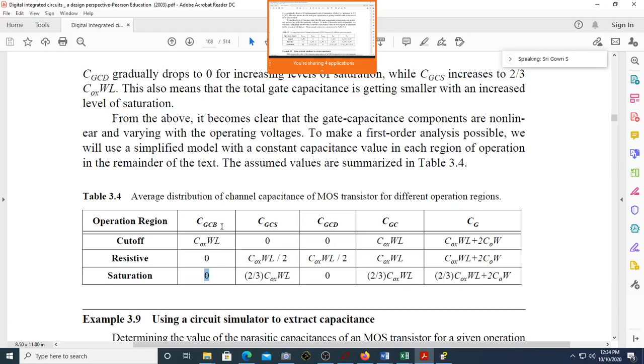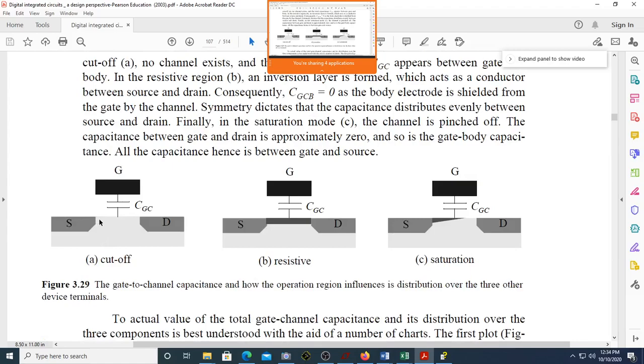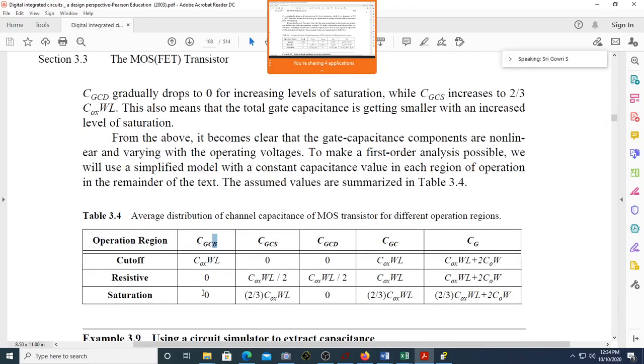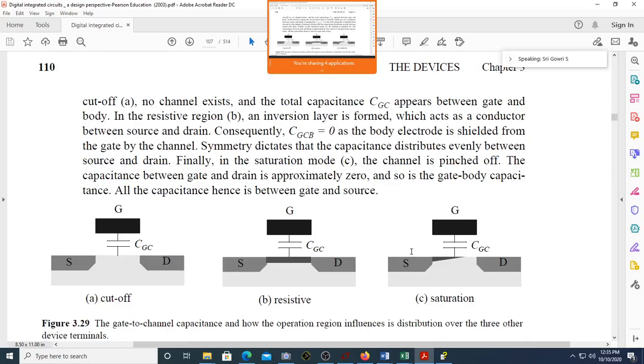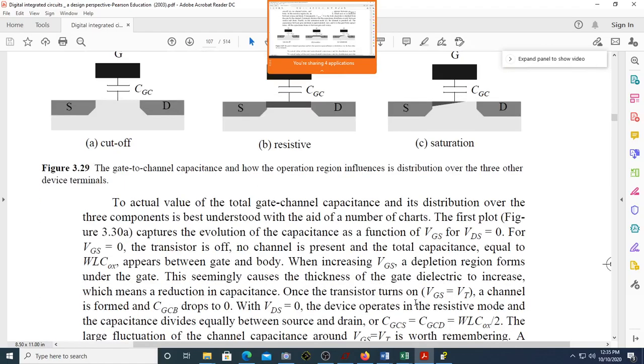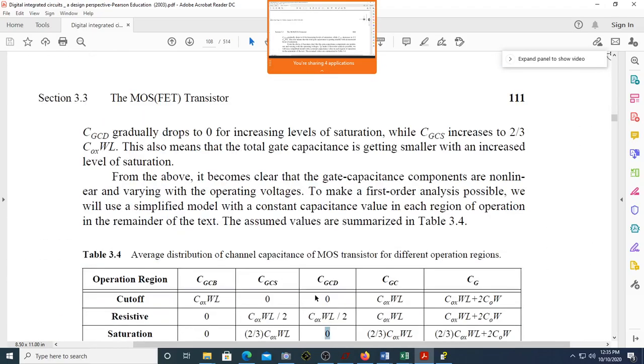And of course, when they talk about the bulk, they consider the entire region, which here also has the depletion region. So that's why CGCB is written as 0 here, because there will be some depletion region. Here it is 0 because the channel is not existing. Why it is 2/3 is because the entire channel is not existing towards the source side. By measurements they take it as 2/3 of the gate capacitance, that is Cox into W into L.